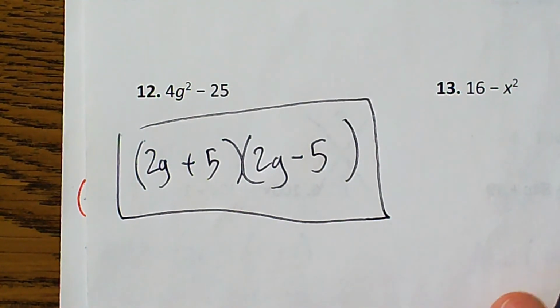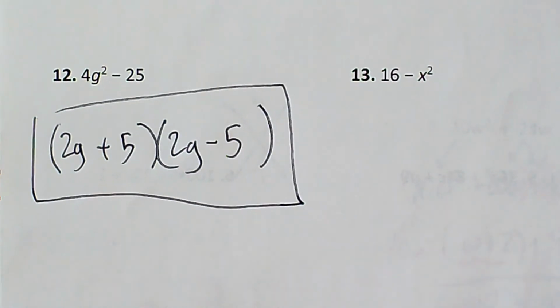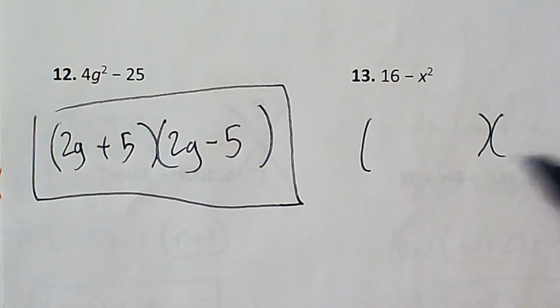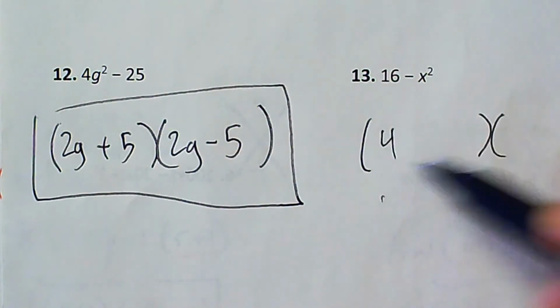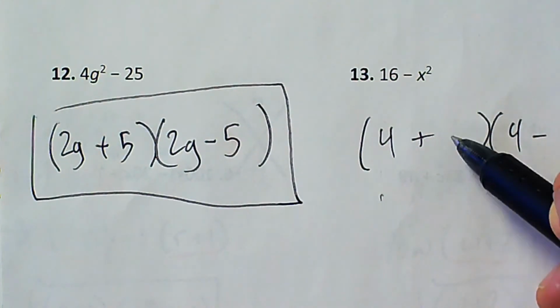Okay, number 13. Are those two perfect squares? Yeah, and even though x squared is coming after the 16, that's okay. You just stay the course, and we say, what is the square root of 16? 4. And what's the square root of x squared? Yeah, just x.